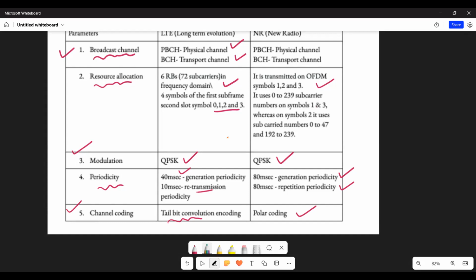So these questions could be related to your interview, whenever you are giving an interview. Every time the question is from 5G, it should be compared with 4G: what different do you have? So you can remember these points. The difference here is in resource allocation, periodicity, and channel coding. The rest two things are the same only, right?